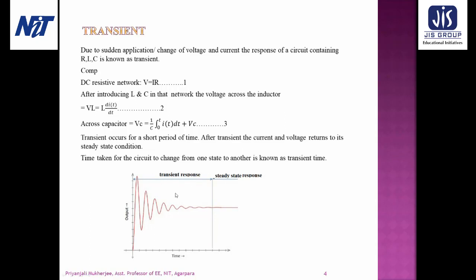Now, from this graph, we can see after the switching or after the application or change in the voltage or current, the response is changing very much up to this region. And this region is known as the transient response. And after this, the response becomes stable, and it is known as the steady state response. Now, the overall response is of two types: one is transient response and another is steady state response, and the summation of these two gives us the overall response. The time taken for the circuit to change from the transient response to steady state response is known as the transient time.